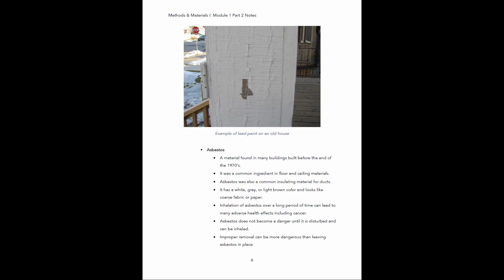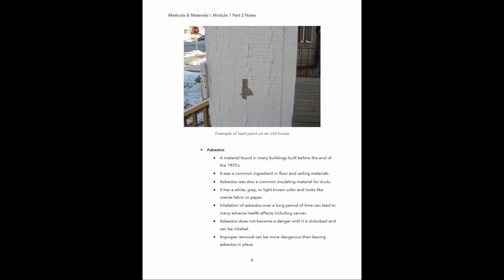But lead is pretty serious. They don't use it anymore. Obviously, it was banned after the 1970s. But if you're in an old house, you can guarantee that there's probably going to be lead paint in it somewhere, and you just have to be careful of it. If you're going to mess with it, you just have to make sure that you do it in the right way that's going to keep you safe.